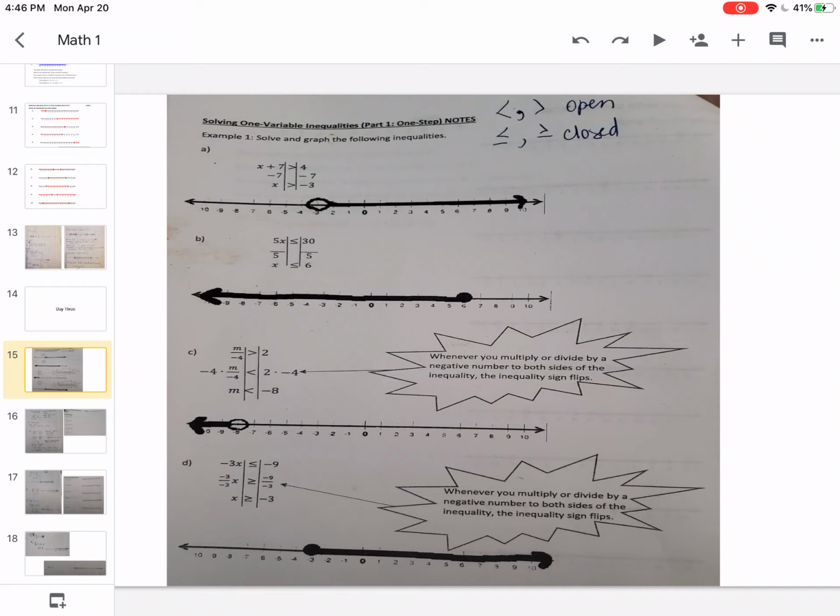3 times. I think this is a typo, because whenever you divide a negative by a negative, you end up with a positive. So it should be x is greater than or equal to 3. I think this example may be a teacher's error. But you would put your filled-in circle on not negative 3, but 3, and it would go to the larger numbers.